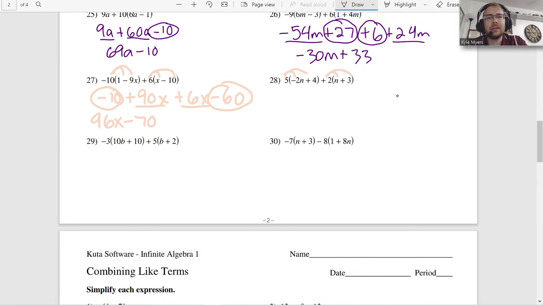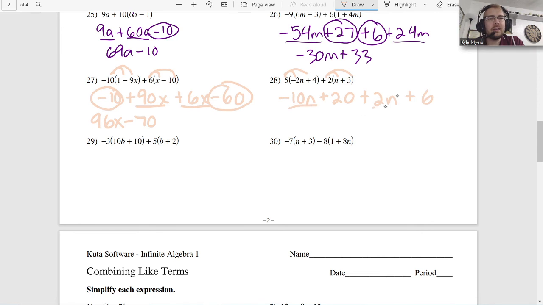All right, we've got a little bit of distributing to do here as well. Positive times a negative is a negative. 5 times 2 is 10n. 5 times 4 is 20. 2 times n is 2n. 2 times 3 is 6.